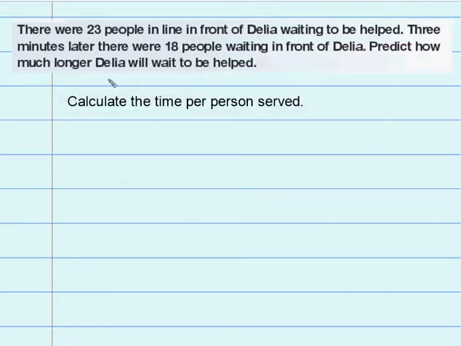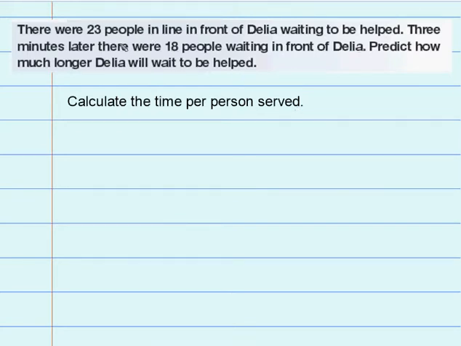Here's another example. There are 23 people in line in front of Delia waiting to be helped. So 3 minutes later, there were 18 people waiting in front of Delia. Predict how much longer she will wait to be helped. Okay, so we're going to calculate the time per person served.